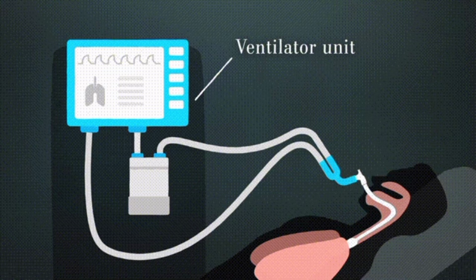Okay, now we will see how a ventilator works. This is a ventilator. A ventilator has two ports. One is the inhalation port and another is the exhalation port. Oxygen is sent to the patient's lung through the inhalation port and exhaled gas is collected in the exhalation port.